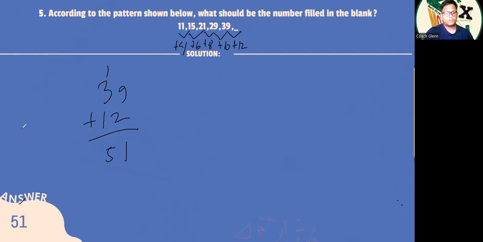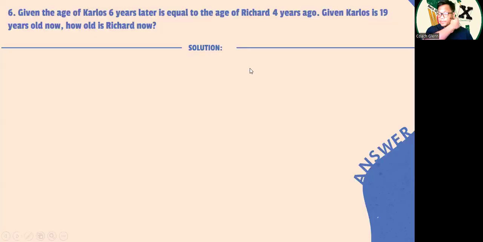Okay, let's go to the next one. Number 6. Given the age of Carlos 6 years later is equal to the age of Richard 4 years ago. Given Carlos is 19 years old, how old is Richard now?